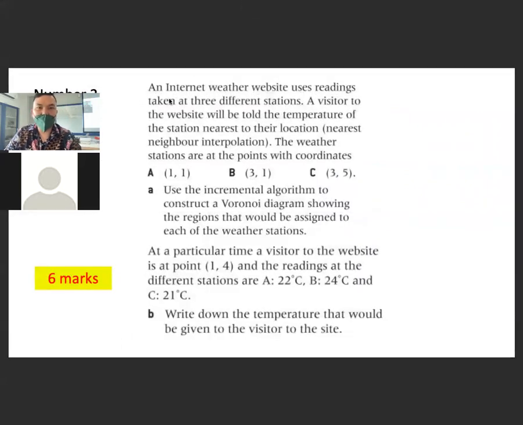An internet weather website uses readings taken at 3 different stations. A visitor to the website will be told the temperature of the station nearest to their location. The weather stations are at the points with coordinates (1,1), (3,1), (3,5). Use the incremental algorithm to construct a Voronoi diagram showing the regions that will be assigned to each of the weather stations.